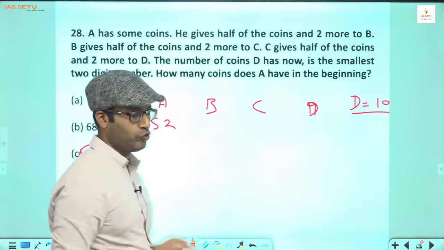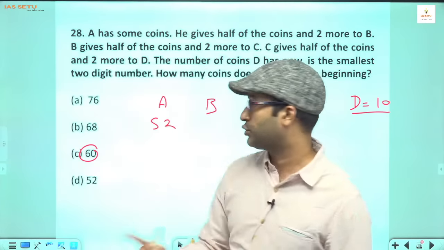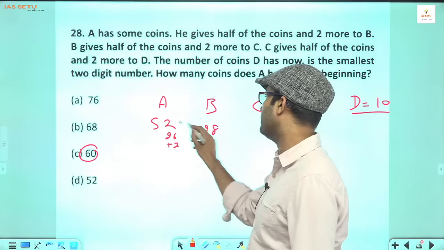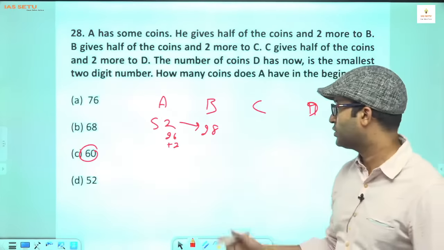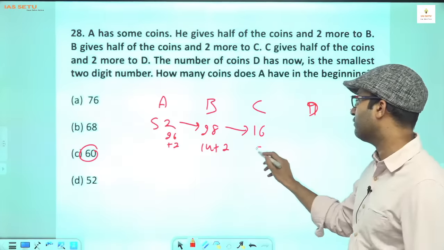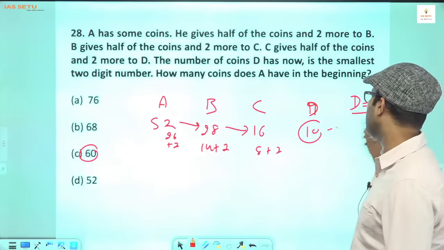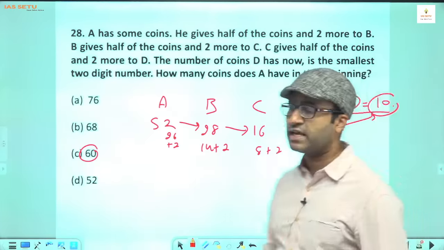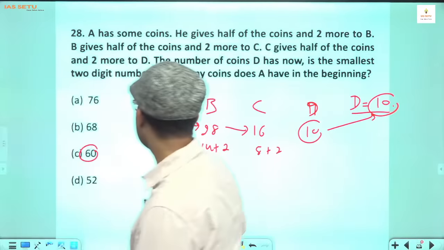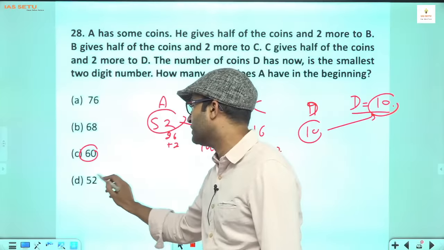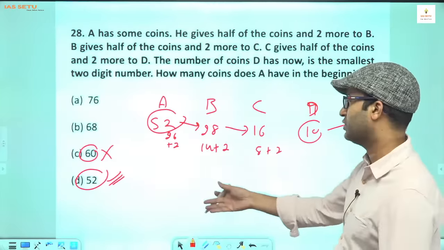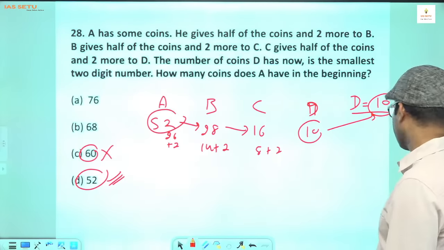A has 52 coins, so A gives half plus 2. What is half? 26. 26 plus 2, 28. A gives B 28. B gives half plus 2, it is 14 plus 2, 16. B gives C 16. C gives 8 plus 2, 10. And D is having the smallest 2-digit number, 10. Perfect. So here your answer is 52. D is the answer. 60 is wrong. You could check this question with the answer options.